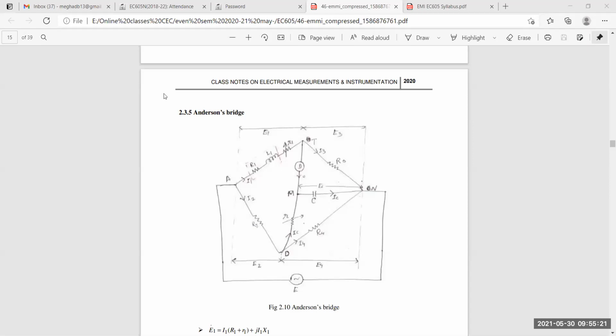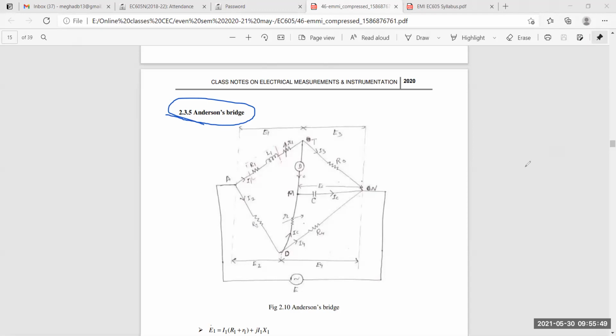Today we will discuss about Anderson Bridge. Okay. So today our topic is Anderson Bridge. So this is Anderson Bridge. Now this is the diagram for Anderson Bridge, because yesterday we discussed Hayes Bridge. So today we will discuss Anderson, then De Sauty, then Wien, one by one. So Anderson is also about self-inductance. That is why I have taken Anderson first.